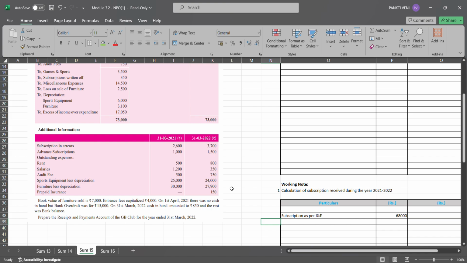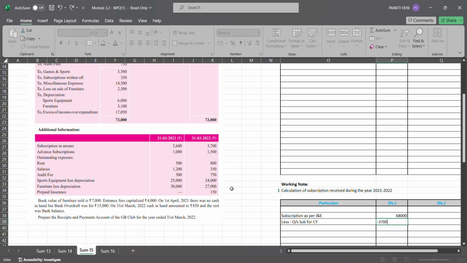If it is income and expenditure, you subtract. In income and expenditure, for outstanding subscription for the current year, you add. Here what you will do is subtract. So for outstanding subscription, here you work in reverse. Outstanding subscription for current year, so current year subscription 3,700.